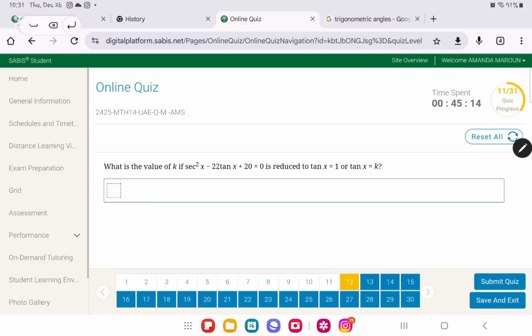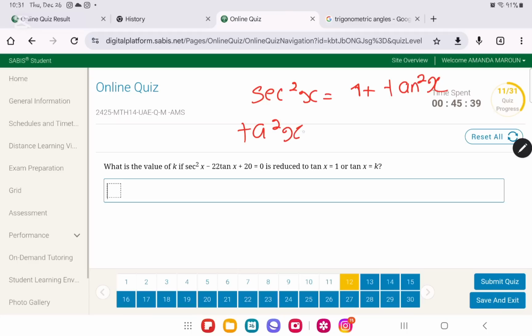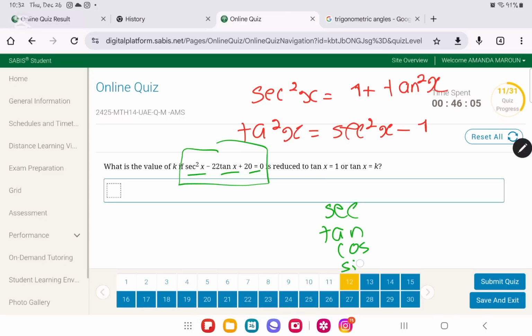Moving on to question number 12. Again, what we need to know for this one is that secant squared x is equal to 1 plus tangent squared x. And then tangent squared x is equal to secant squared x minus 1. Now, very simply, looking at this, we can see secant squared x, tan x, and 20. When we have an equation like this, we can either have all secant, all tangent, all cosine, all sine. But in this case, we have secant and tangent, so that's not going to work. We need to change one of them.